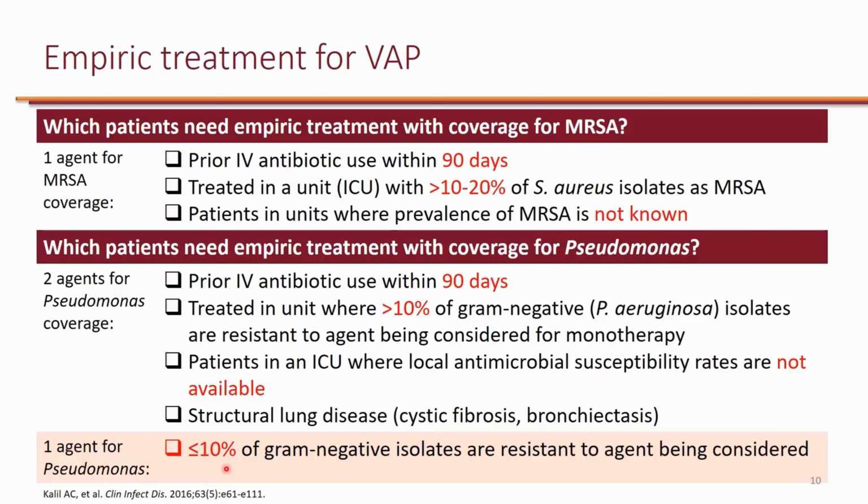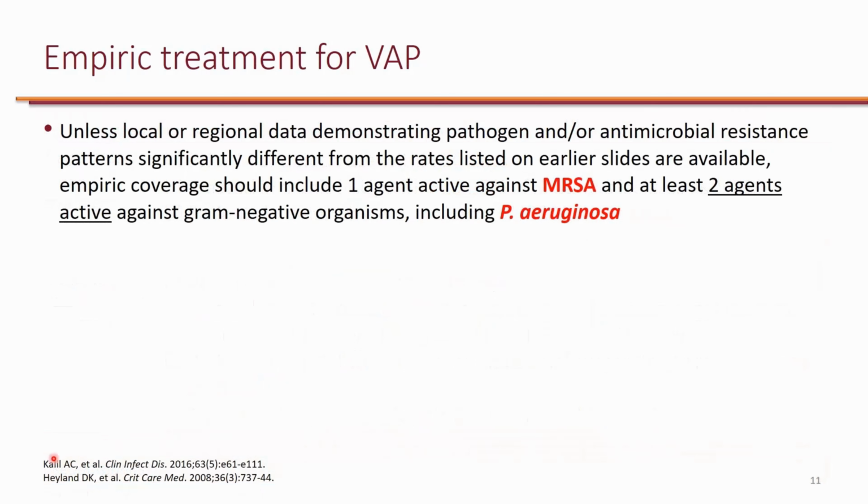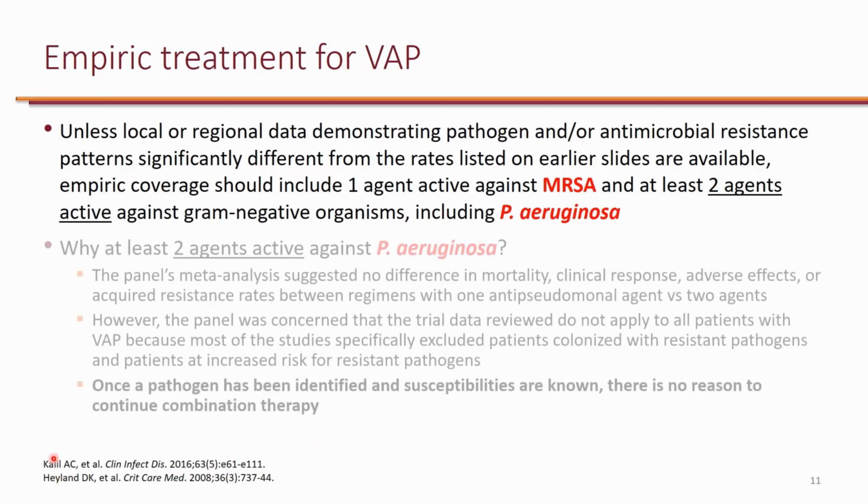Now, if we are in an ICU where the susceptibility rate for a specific agent is more than 90%, in other words, the rate of resistance is less than 10%, then a single agent is sufficient. Keep in mind that most anti-Pseudomonal antibiotics, with the exception of ceftazidime, do not cover MRSA. So when we use two agents that are active against Pseudomonas, we typically end up adding a third agent for coverage of MRSA, so typically vancomycin.